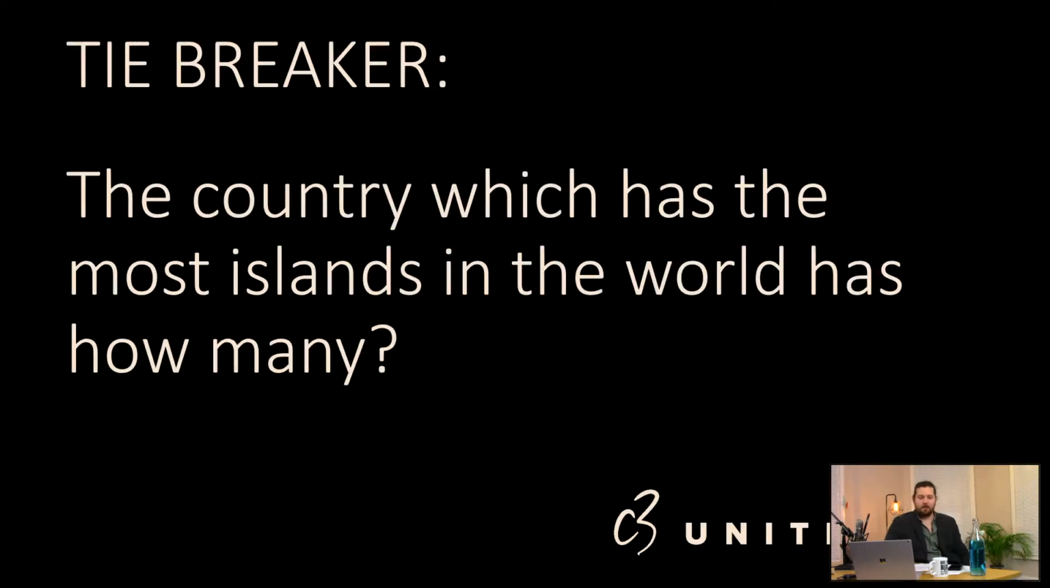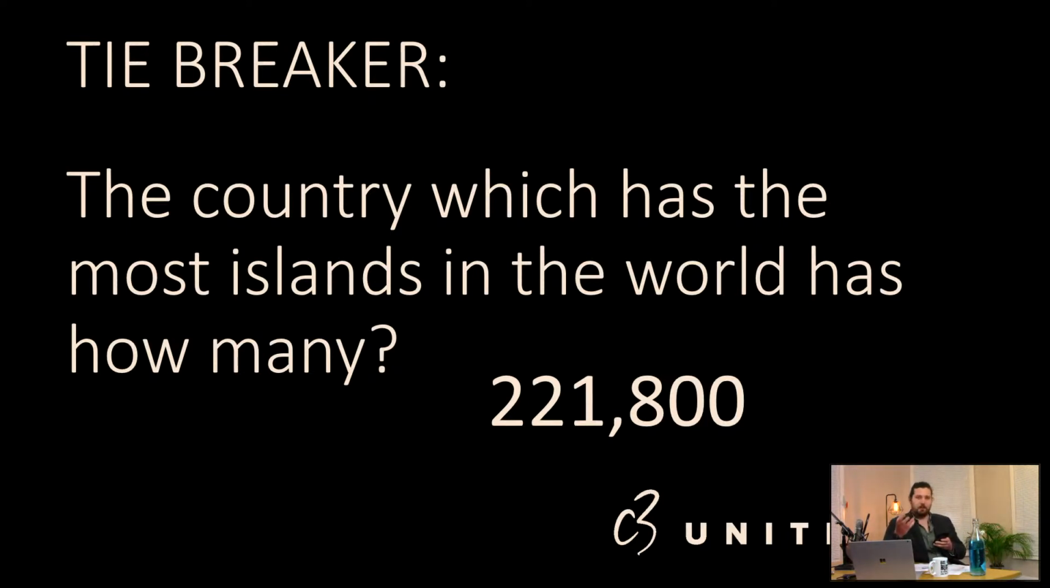Now, you may be wondering the answer to our tiebreaker question. The country which has the most islands in the world, which we now know as Sweden. Sweden has how many islands? The answer is 221,800.